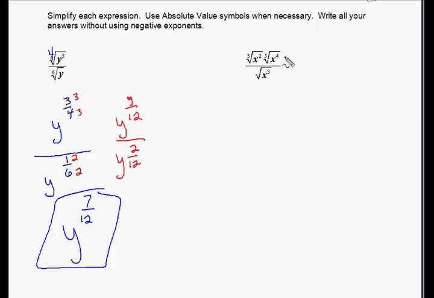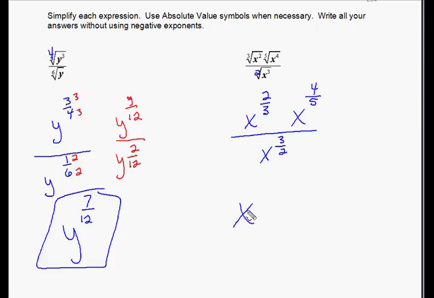Looking at this next expression, let's change everything back into fractional exponents. So that would be x to the 2/3 times x to the 4/5 divided by x to the, believe it or not, 3/2. That index, when it's invisible, is a 2. And so that's the denominator. Our base is the same everywhere, so we can just work with our exponents.